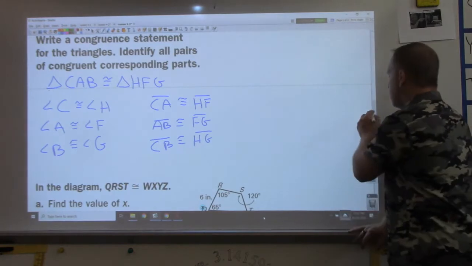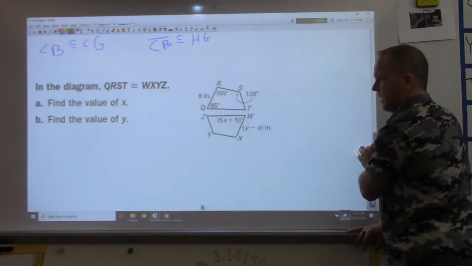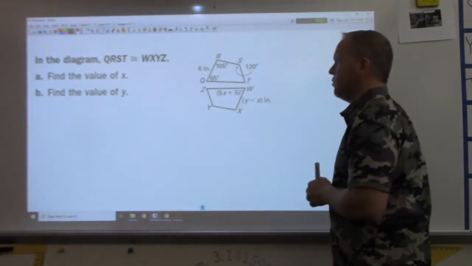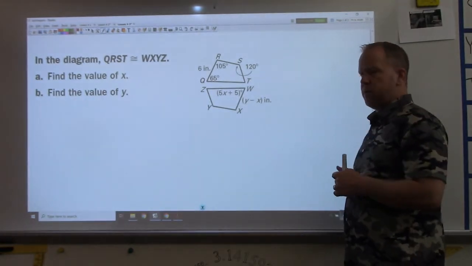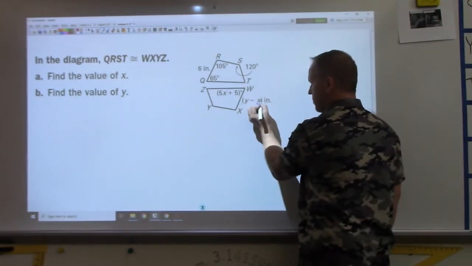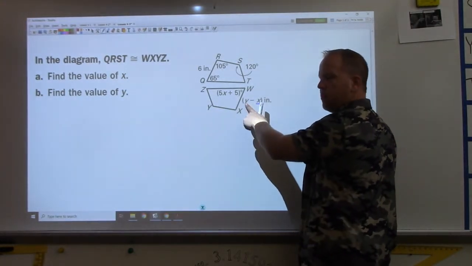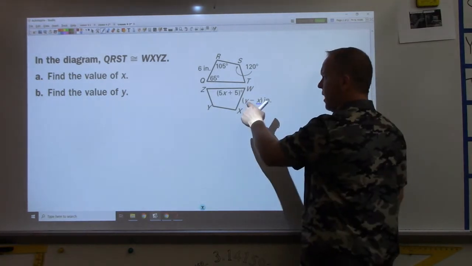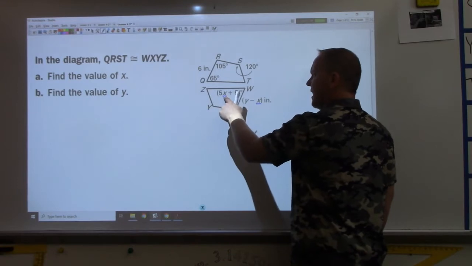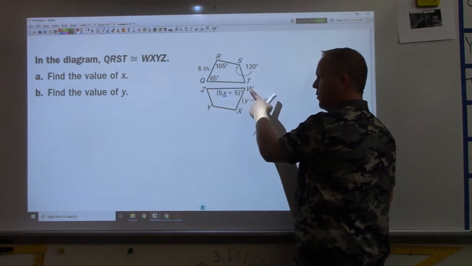Okay? Next example. In a diagram, QRST is congruent to WXYZ. Find the value of x. So first off, where's the x's at? Well, here's an x. But with that x, there's a y. So I'm probably going to have to get x first before I can get y. Where else is there an x? Right here. This x is part of angle W.